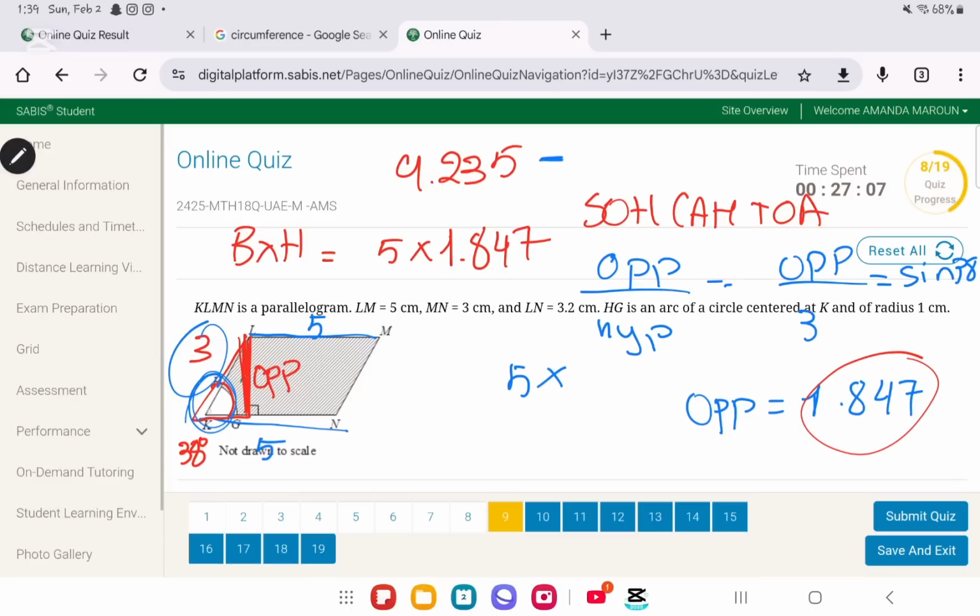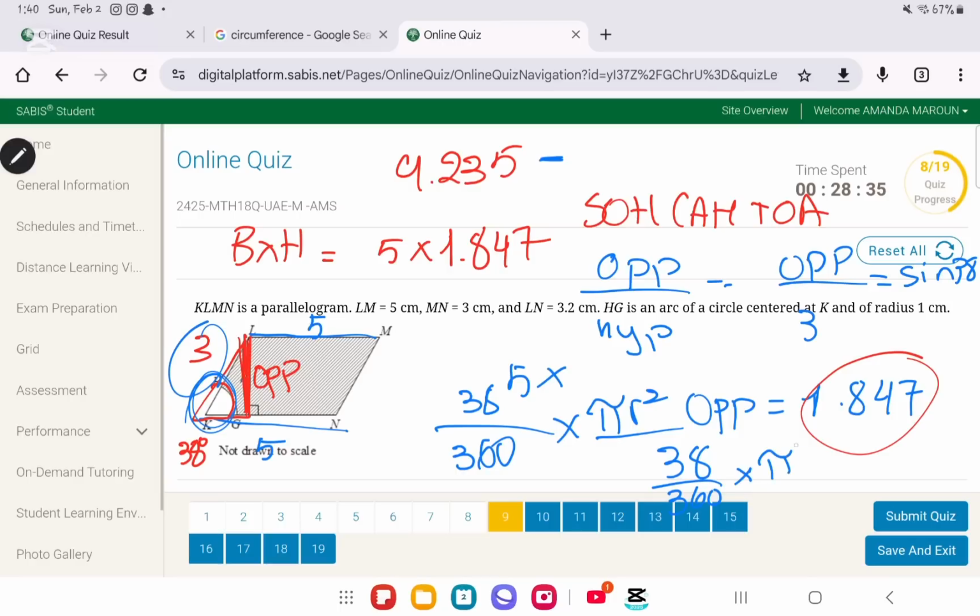So to find the area of the arc, we know the angle is 38 degrees. 38 degrees divided by 360 degrees, which is the total degrees of a circle. Then we are going to multiply it by the area of a circle, which is pi r squared. So 38 over 360 times pi times the radius, which is given to us as 1, squared.